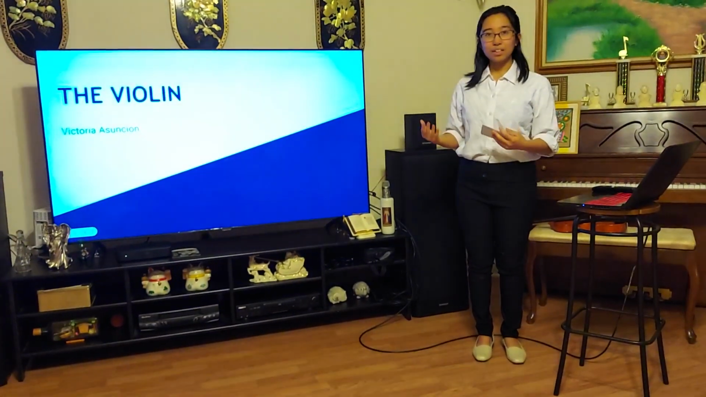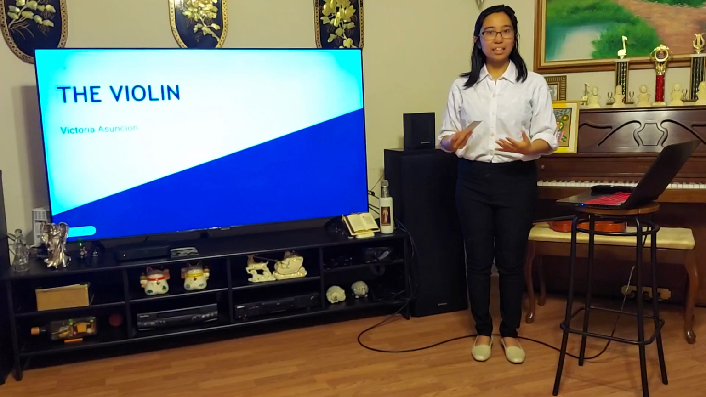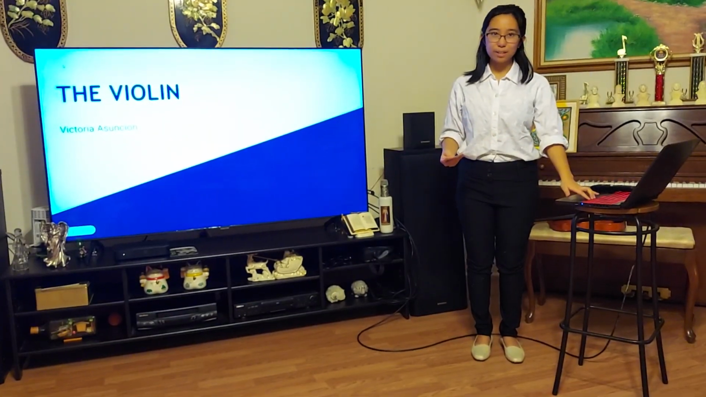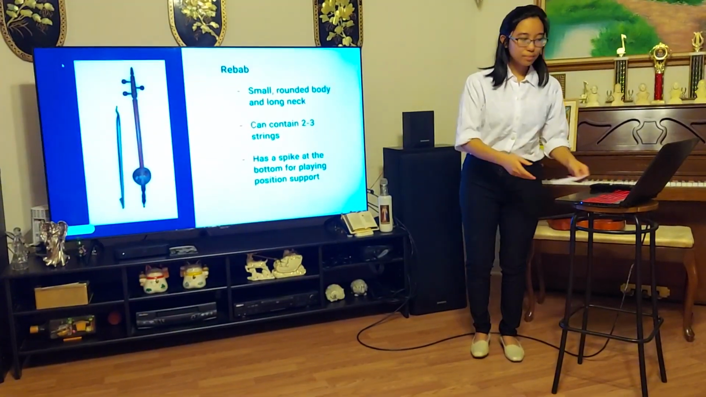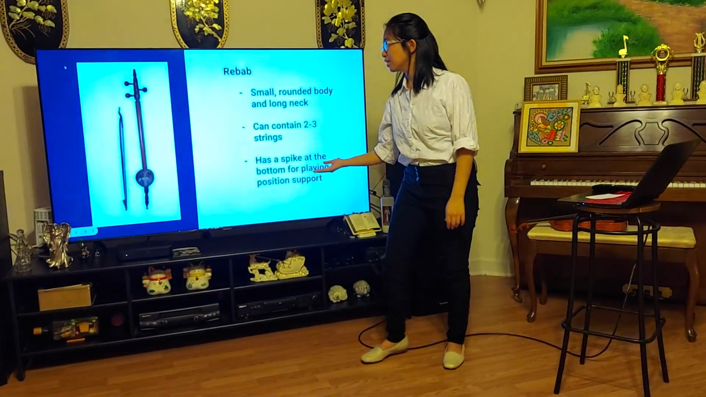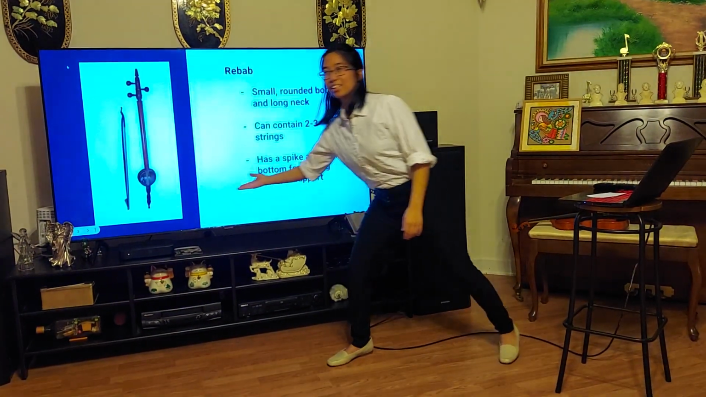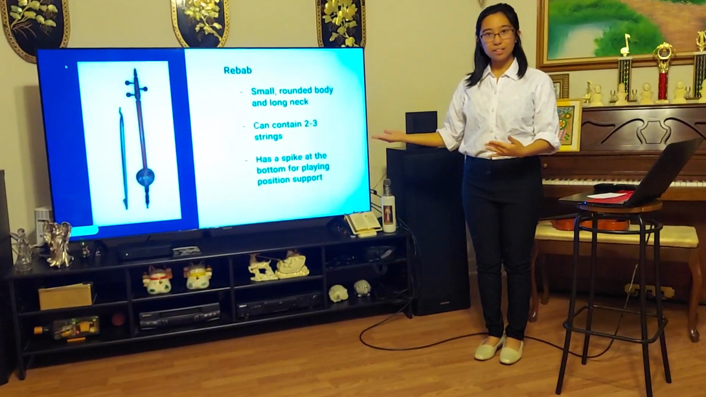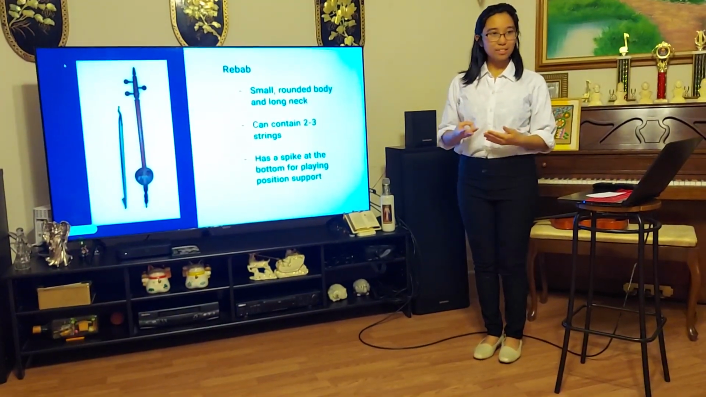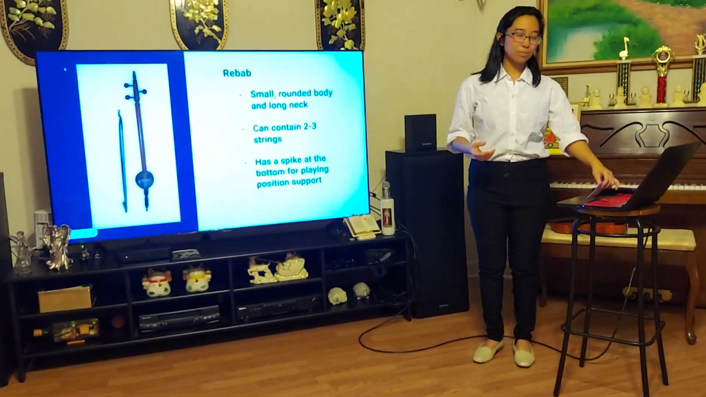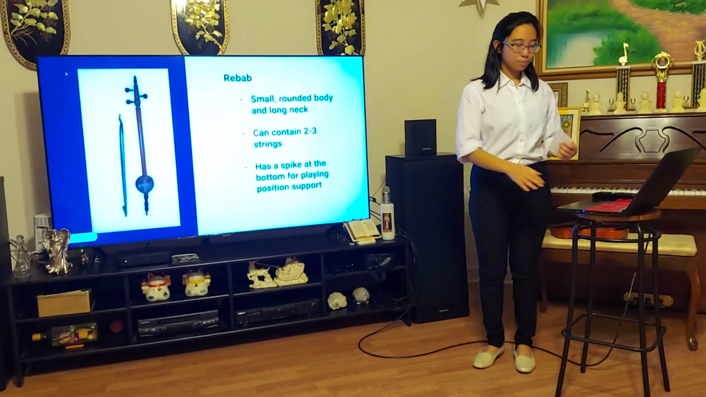According to Yamaha.com, the origins of the violin can be attributed to the Arabian rebab and rebec. The rebab, as you can see here, has a small rounded body that is attached to a long neck. It can have 2 to 3 strings, and it has a spike at the bottom for playing on the knee.